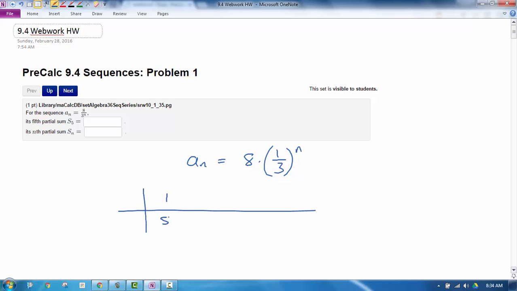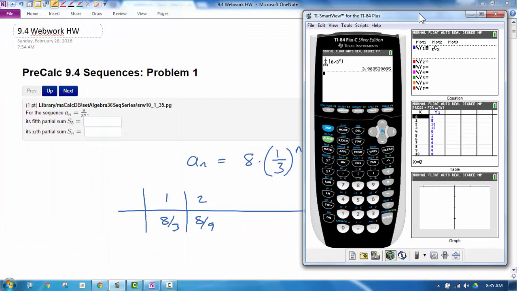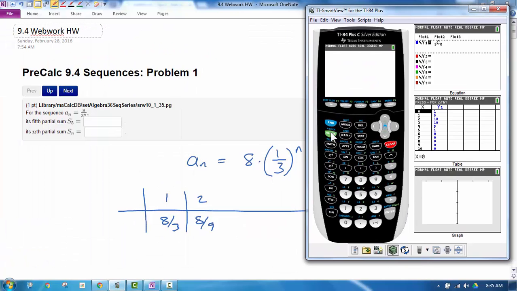You know, the first term gives you 8/3. The second term, you're multiplying by 1/3 each time, so you get 8/9, and you get the idea. And I could add up those 5 terms together if I wanted. With the calculator, we can do this a little bit quicker and easier. There's also a formula on the formula sheet, but in the calculator, we're going to go to alpha window, and we're going to do summation, which is 2. We're going to write this in summation notation.